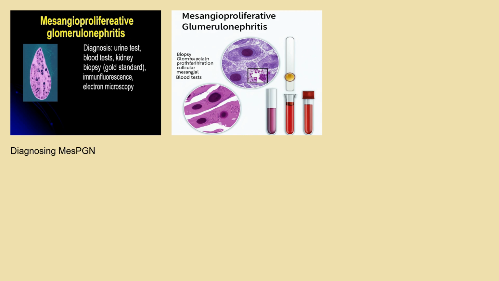Diagnosing MES-PGN typically involves a combination of tests. A urine test is crucial to detect the presence of protein and blood. Blood tests are performed to assess kidney function, evaluate electrolyte levels, and look for signs of inflammation or immune system abnormalities. A kidney biopsy is the gold standard for diagnosis. This involves taking a small sample of kidney tissue for microscopic examination, which can confirm the presence of mesangial proliferation and matrix expansion. Immunofluorescence and electron microscopy can further identify specific patterns of antibody or complement deposition.